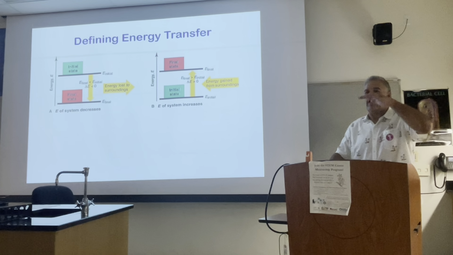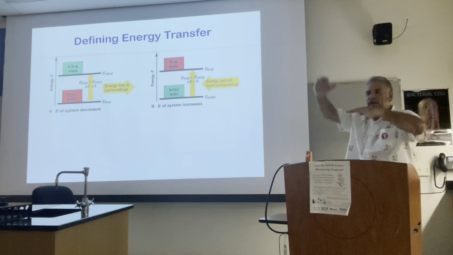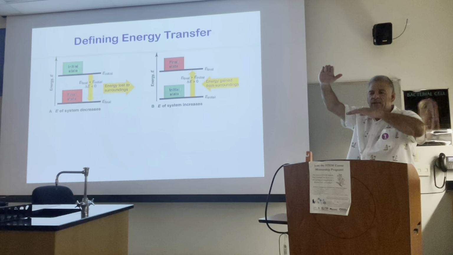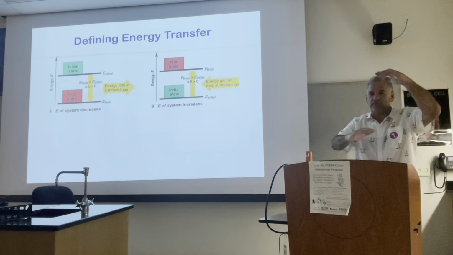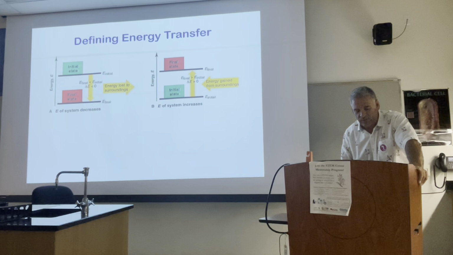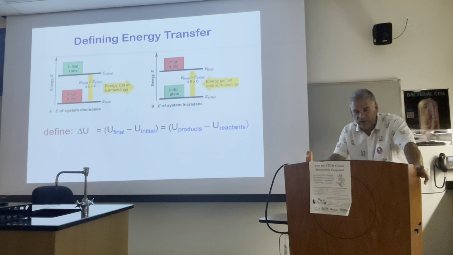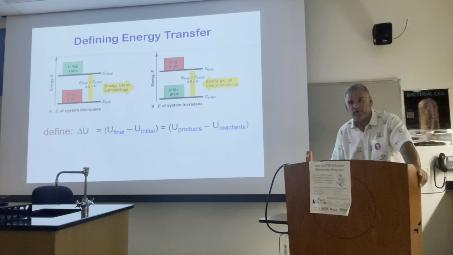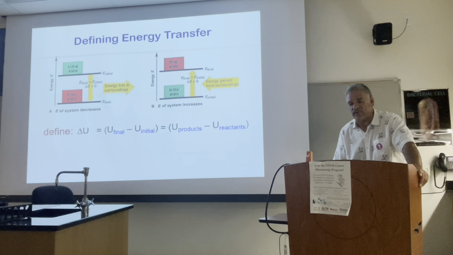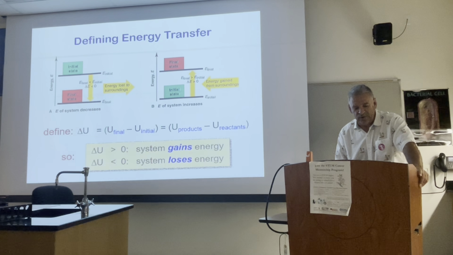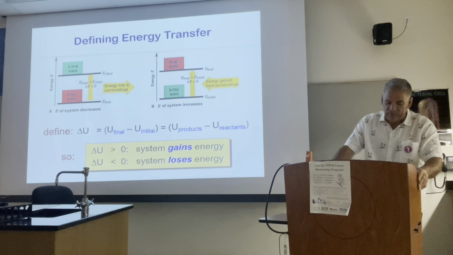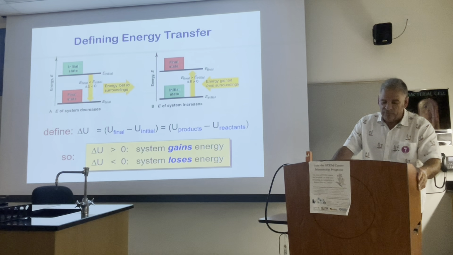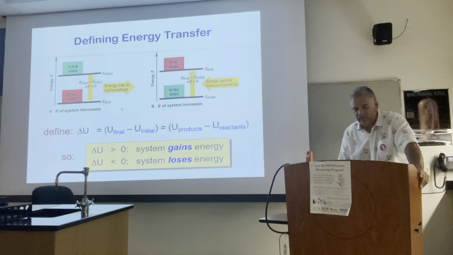Which means if we go from a lower energy state to a higher energy state, delta E is greater than zero. If we go from a higher state to a lower state, then energy decreases. So we define delta U, or delta E, as the energy final minus the energy initial, which means energy of products minus the energy of reactants. If delta U, the internal energy of the system, is greater than 0, the system gains energy. If it is less than 0, the system loses energy.